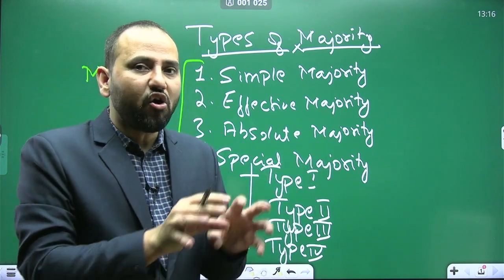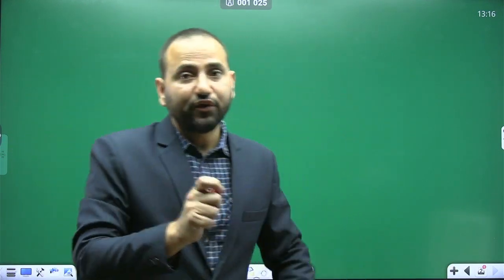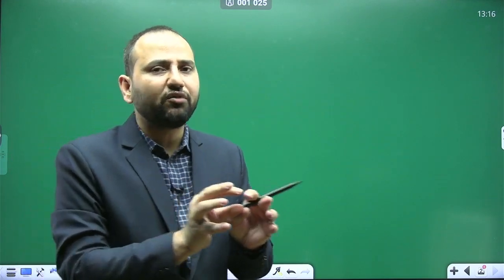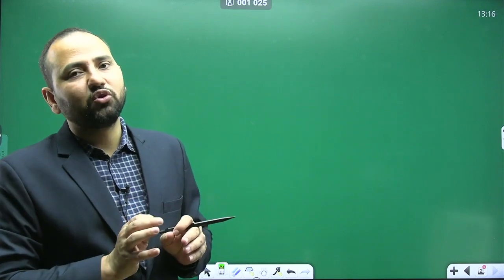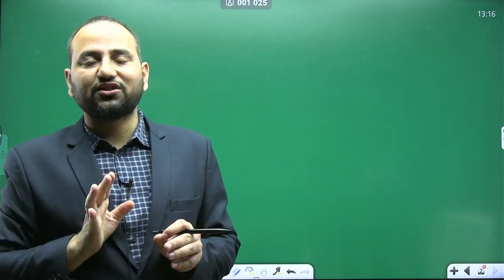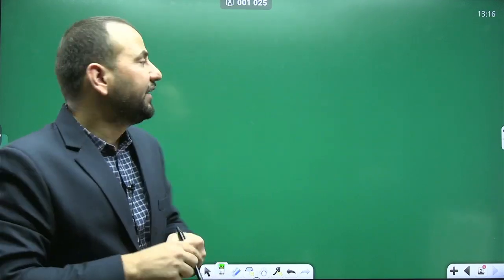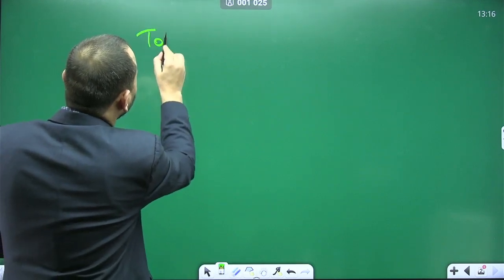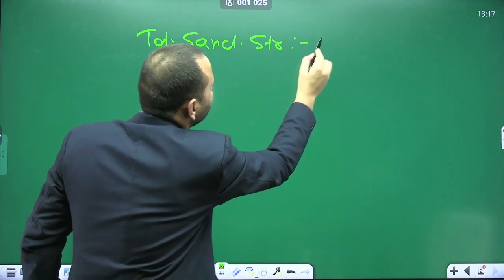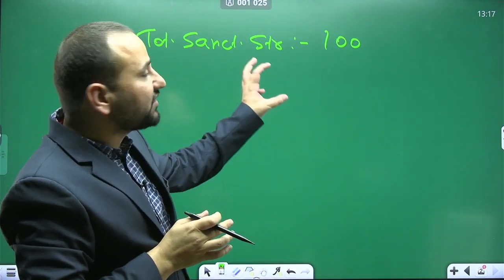To understand all those dimensions, I would at first like to give you an example. Take an example of a classroom. Just try to understand that there is a total sanctioned strength of a classroom. Let's take the total sanctioned strength of a classroom as 100. So we are talking about a classroom where the total sanctioned strength is 100.